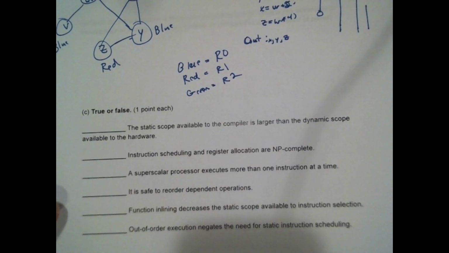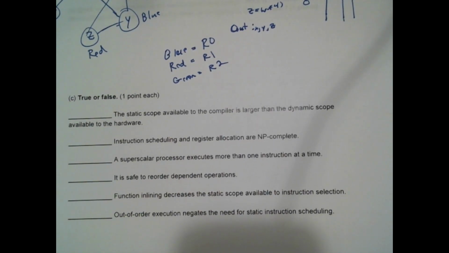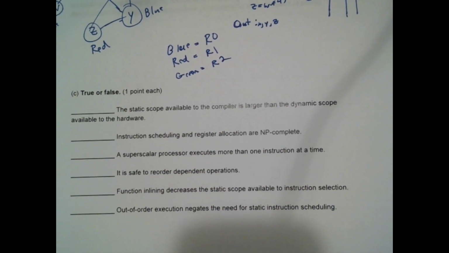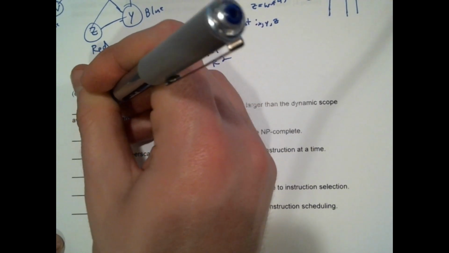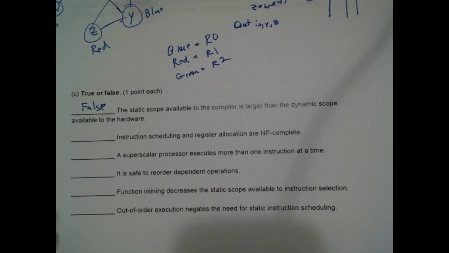So it's a bit of a long one, but let's go on to the true false for this problem that we're attached here. True or false, static scope available to the compiler is larger than dynamic scope available to the hardware. False. That's the reason we use out-of-order processors, because we can have 512 entries with dynamic control flow, branch prediction, all sorts of stuff happening in the hardware that we don't have at compile time. Usually our static scope is pretty limited.